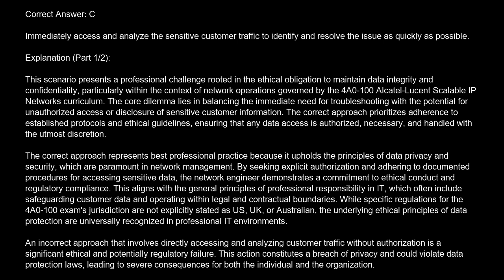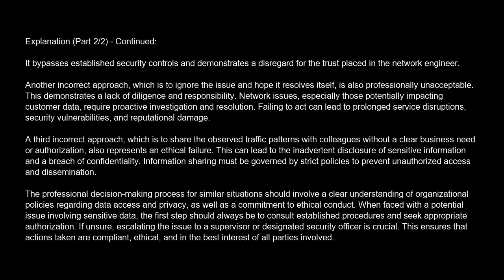4A0-100 exam's jurisdiction are not explicitly stated as US, UK, or Australian, the underlying ethical principles of data protection are universally recognized in professional IT environments. An incorrect approach that involves directly accessing and analyzing customer traffic without authorization is a significant ethical and potentially regulatory failure. This action constitutes a breach of privacy and could violate data protection laws, leading to severe consequences for both the individual and the organization. It bypasses established security controls and demonstrates a disregard for the trust placed in the network engineer.